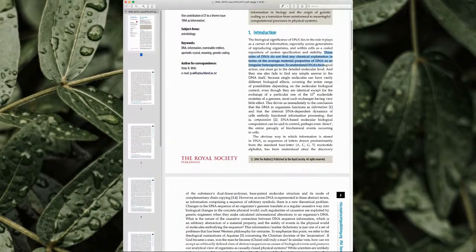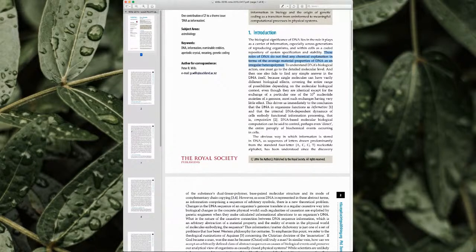These, in terms of DNA, okay, so he makes the point, can you read that okay on the screen? These roles of DNA do not find any chemical explanation in terms of the average material properties of DNA as an irregular heteropolymer. So basically, they're saying that it also depends on the sequence of that DNA. So it's a more complicated form of chemical. To say it's just chemicals bumping into each other, that's what the creationists say. They're going to insist that this structure does not exist, and we're not denying that this structure is a little different than just mixing sodium and chlorine together, right?